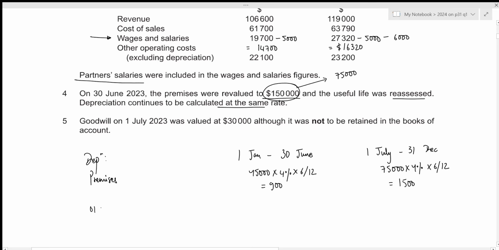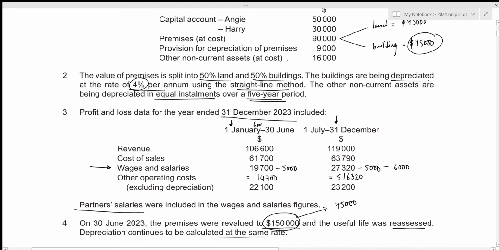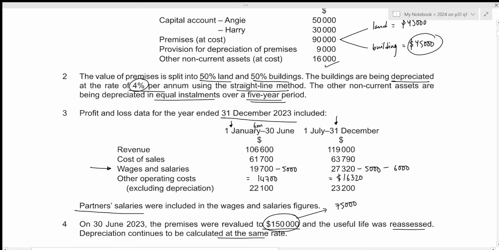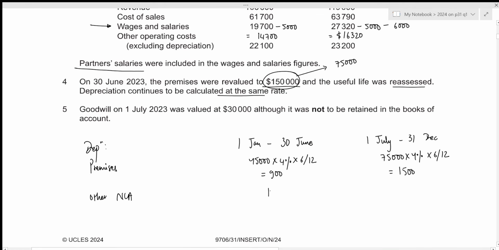Now we also have other non-current assets, and we were told that the other non-current assets are being depreciated in equal installments over a 5-year period. The cost is 16,000, so the depreciation per year will be 16,000 divided by the useful life of 5 years, which results in 3,200. That is for 1 year, and there was no revaluation made for other non-current assets, so we can just divide it equally for the 6-month periods. So 3,200 divided by 2 will be 1,600 for the first half of the year, 1,600 for the second half of the year. That is all for the depreciation.